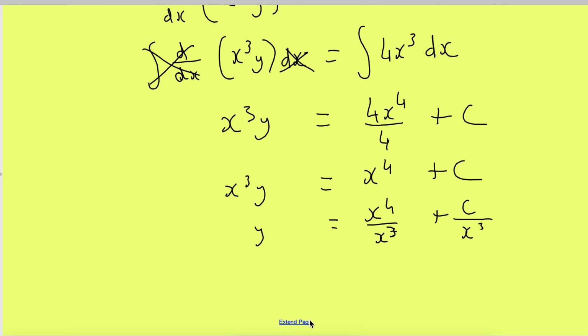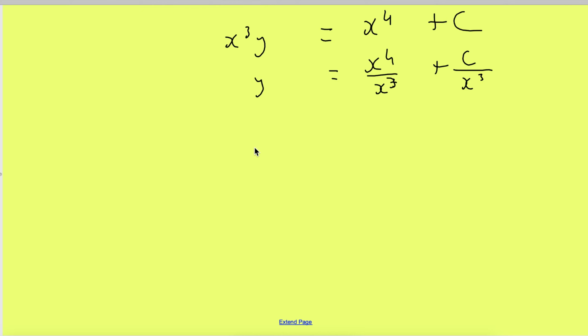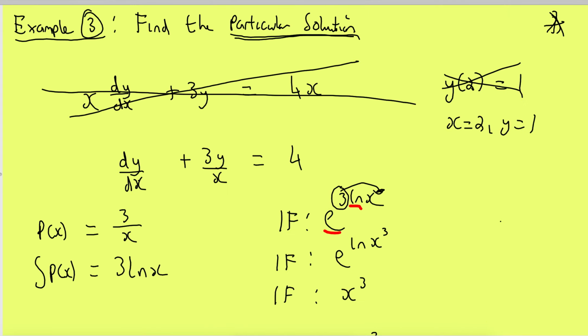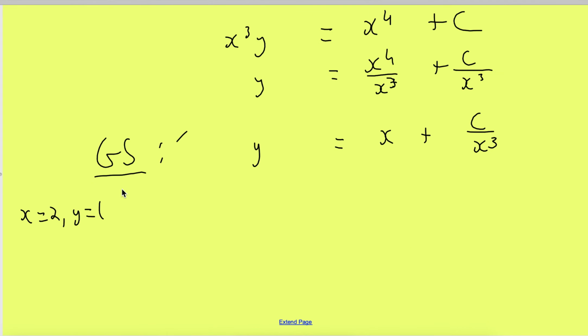And then I can simplify that thing there. That just becomes x. That's my general solution. But I wanted a particular solution. Now if I look at my initial conditions, they were when x equals 2, y equals 1, I think. Let me go and check that. Yep. So we substitute those into our general solution and see what happens.